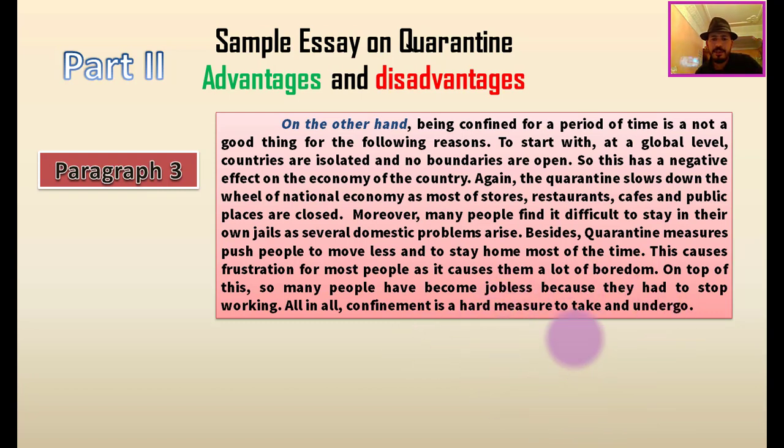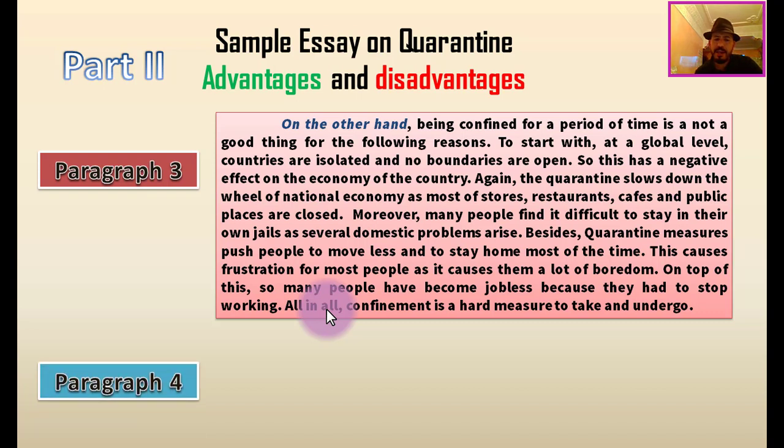Okay, I'll go back again to the same paragraph. This is an expression that I used in order to introduce something different from what I talked about in the previous paragraph. The first sentence here, from "on the other hand" till here, is a topic sentence. If you read this topic sentence, it means I'm going to talk about the reasons why confinement is not a good thing. So we have here "to start with", the cohesive device I have used. We have "again", "moreover", "besides", "on top of this", "all in all". So these are expressions or linking words that I have used to link my pieces together.